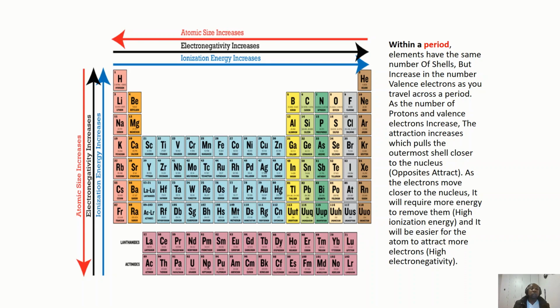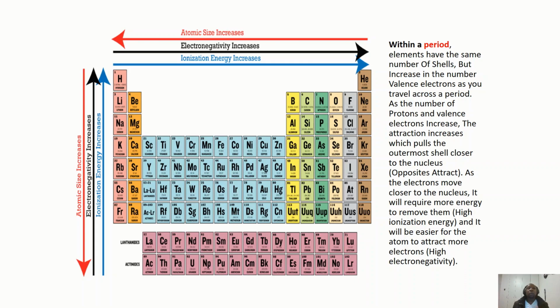For example, let's talk about period 2. So period 2 has 2 shells. That's what it means. Period 1 has 1 shell. Period 2 has 2 shells. Period 3, 3 shells, and so on and so forth. So within the period, the elements will have the same number of shells, but an increase in the number of valence electrons.